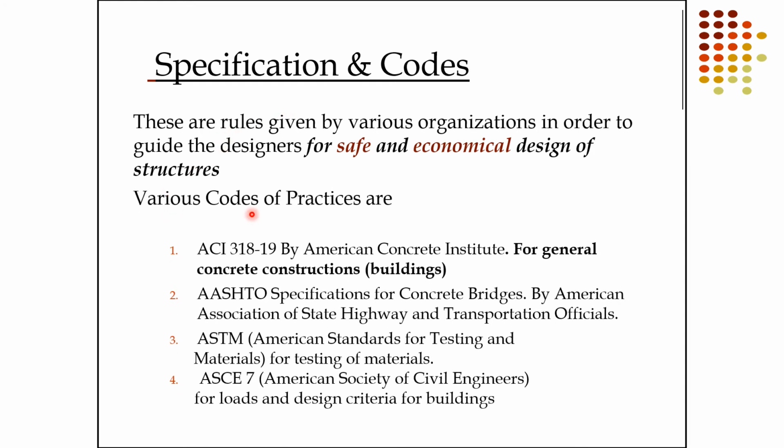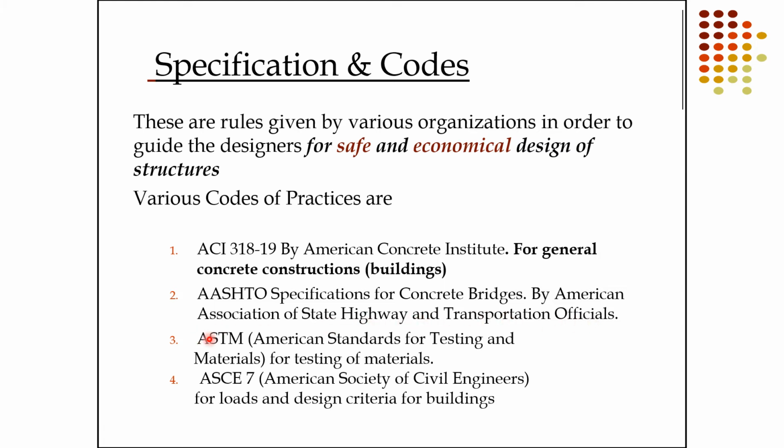Here are various codes of practice which are used for the design of concrete structures. First and foremost, ACI 318-19, which they repeat after 3 or 4 years with changes. ACI, American Concrete Institute 318-19, is for general concrete construction of buildings. AASHTO is mainly for bridges. AASHTO specification for concrete bridges, the abbreviation for American Association of State Highway and Transportation Officials.